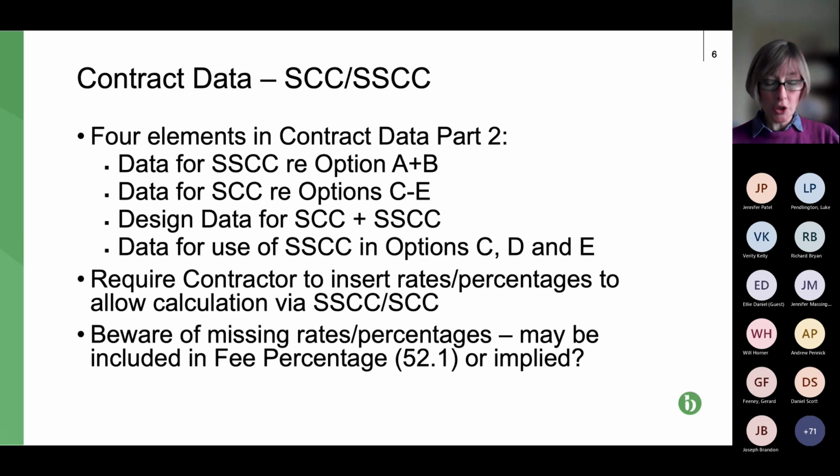Final bullet point here, just be careful coming back to that point, because we've got a sort of coverall, which is the fee percentage at clause 52.1, which says that if there's something you can't recover from whichever schedule applies, then the contract deems that it's covered within the fee percentage. So the fee percentage, typically we think of it as overhead and profit, specifically includes a number of other things. But this is the clause that is not helpful to contractors and subcontractors.